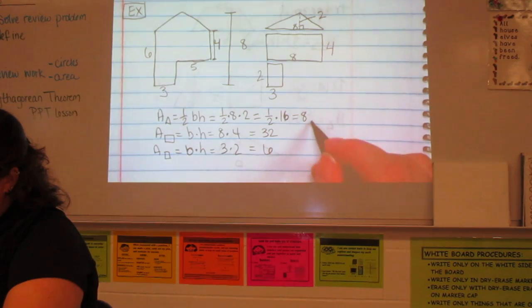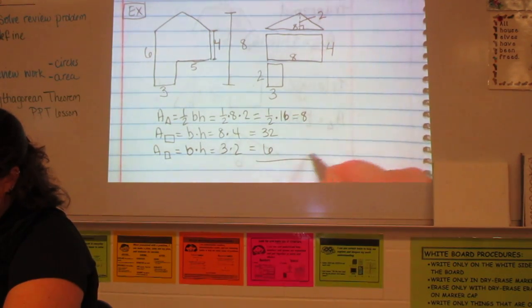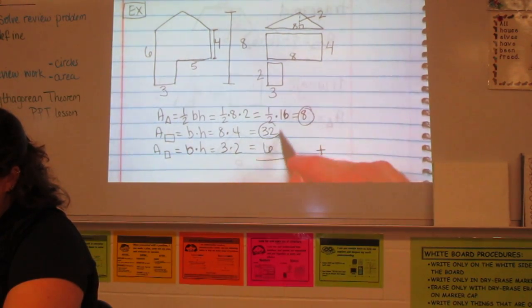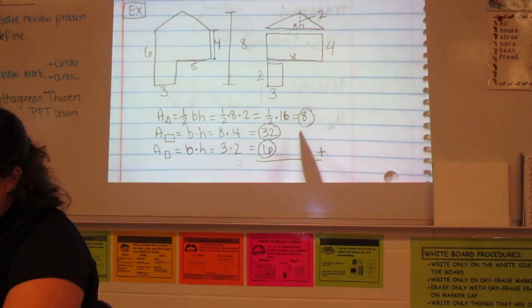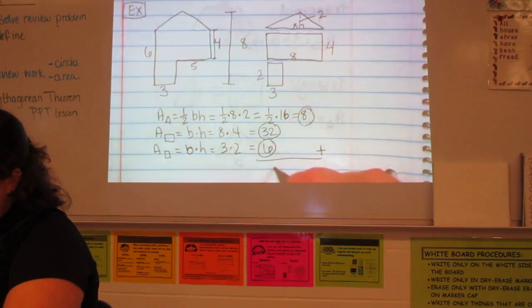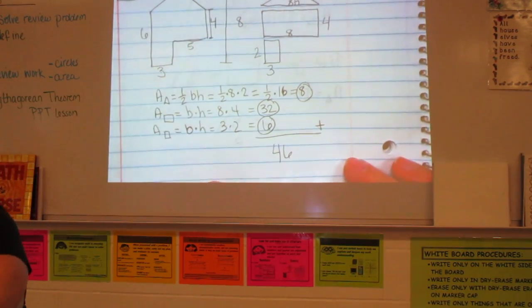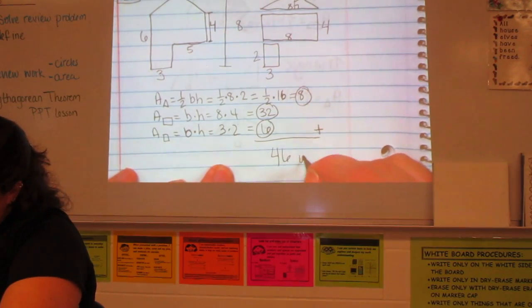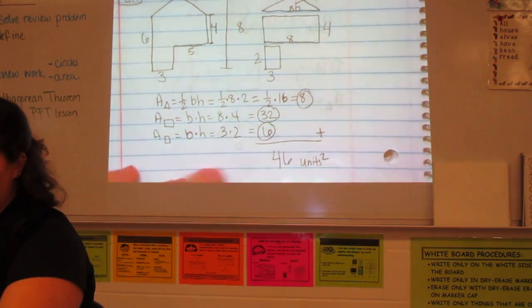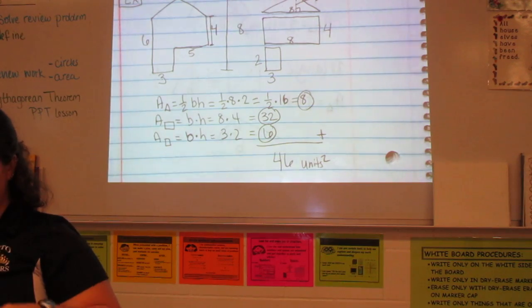Now I have all 3 numbers. I'm going to add them together, 8, 32, and 6. Well, 8 and 2 is 10, so 10 plus 30 is 40, so this is 46 square units. I didn't give you actual units.